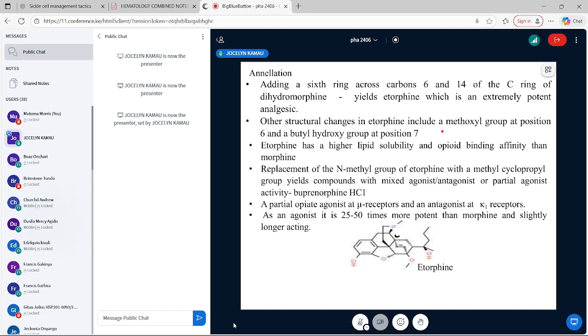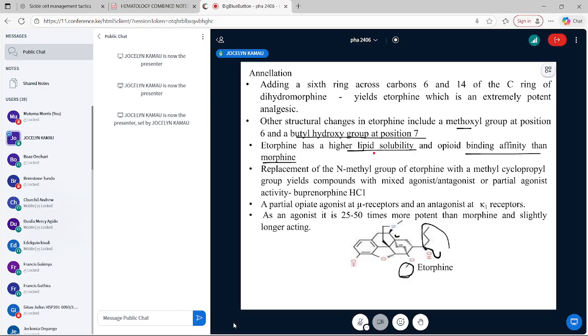Other structural changes in etorphine include a methoxy group at position number 6 and a butyl hydroxy group at position number 7, as I have discussed. Etorphine has a higher lipid solubility. You can see that group there. All of us can appreciate that group there. We can appreciate the methyl group there. So it has a higher lipid solubility and opioid binding affinity than morphine. In fact, etorphine is said to be almost 1,000 times more potent than morphine. Indeed, it is used in huge animals. You cannot use it in human beings. You use it in very, very huge animals.